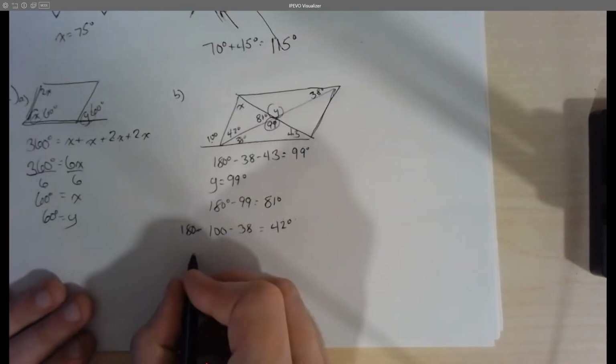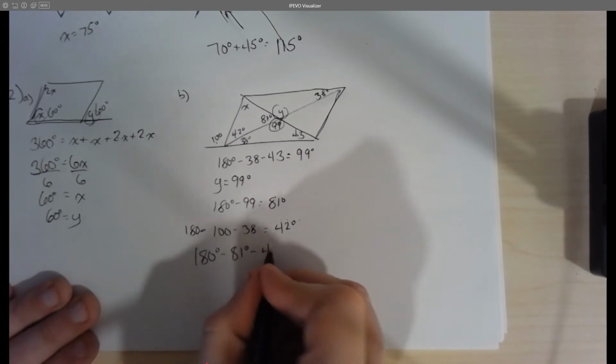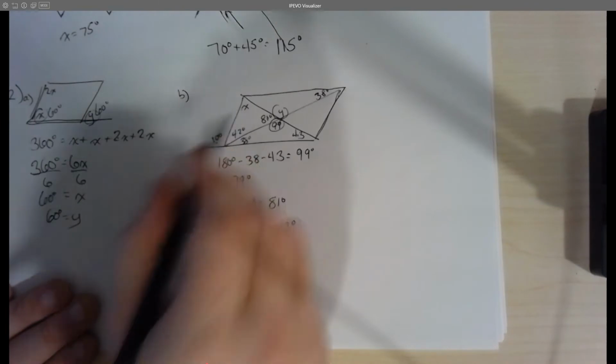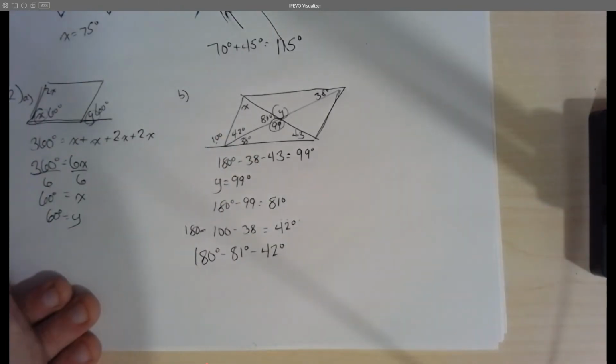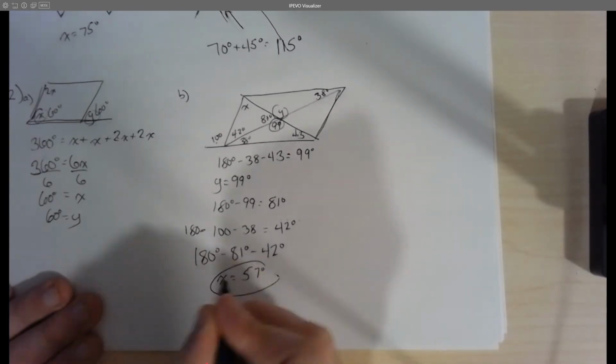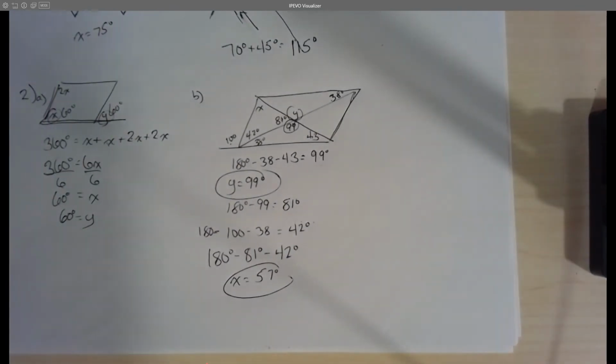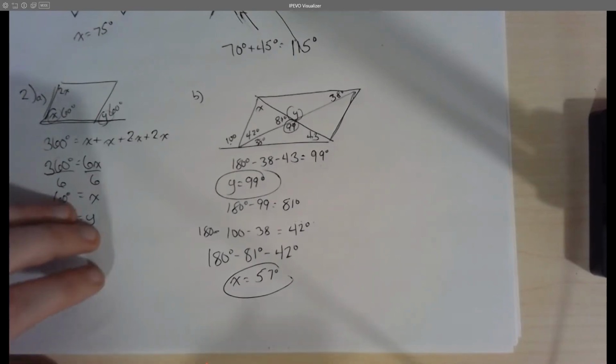I now need that last little bit. So 180 degrees minus 81 degrees minus 42 degrees is going to give us that x value. So 180 minus 81 minus 42 leaves us with 57 degrees for our x. So there are different ways to get around. This is one method. You could have used different ways to get there, but this is one way that you could use the information that we have, as well as information about triangles, in order to solve that particular question.